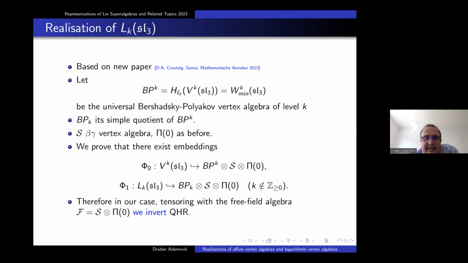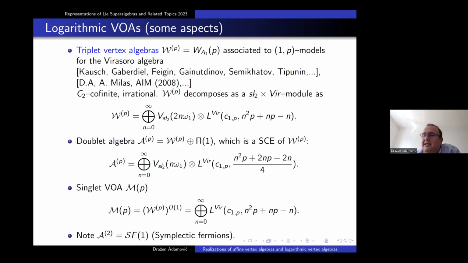So in any case, now I go to the second part of my talk on this logarithmic vertex algebra. This logarithmic vertex algebra was also mentioned slightly in Jinwei's talk, when Jinwei mentioned Virasoro and the 1P models. The 1P model is essentially related to this triplet vertex algebra. So they are classical logarithmic vertex algebras.